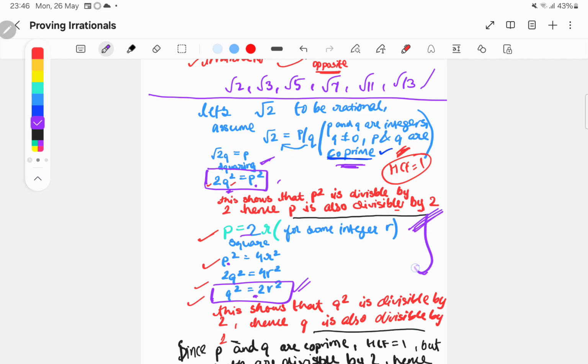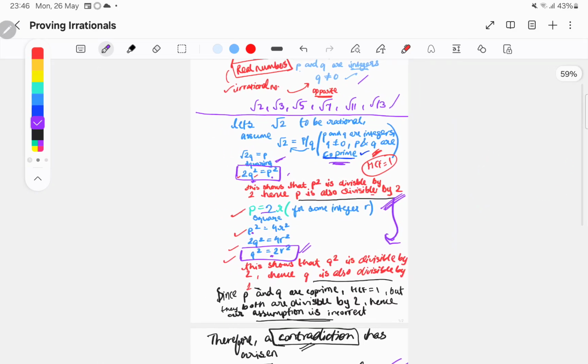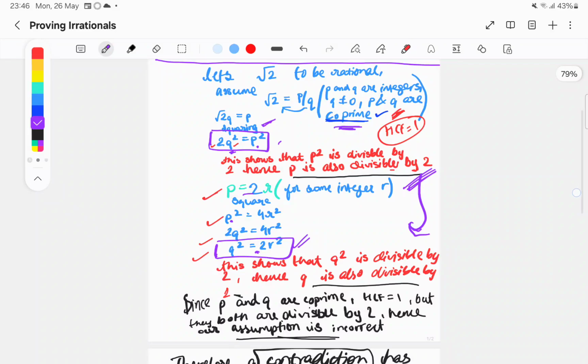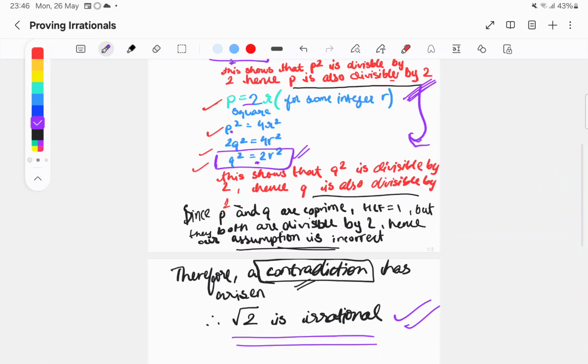Same thing over here. Now the final conclusion we have reached: since p and q are co-prime, as our assumption, HCF should be 1, but they both are divisible by 2. Hence our assumption is incorrect. Therefore a contradiction has arisen. Therefore root 2 is irrational.